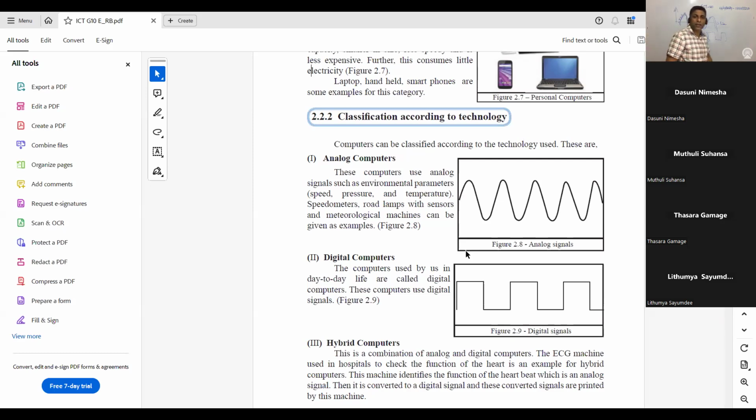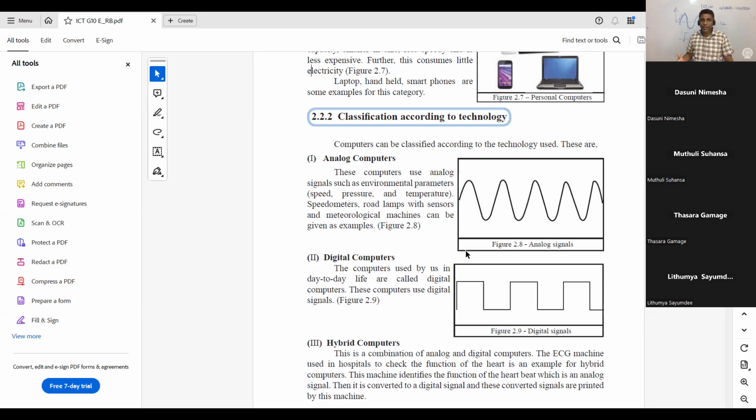And just like speed, temperature, right? It's like 37.1, 37.2, 37.3, likewise. At any given point, you can measure the temperature. So it's a continuous signal. It can go up, it can go down. So those are analog signals, right? Basically environment parameters like speed, pressure, temperature, right?